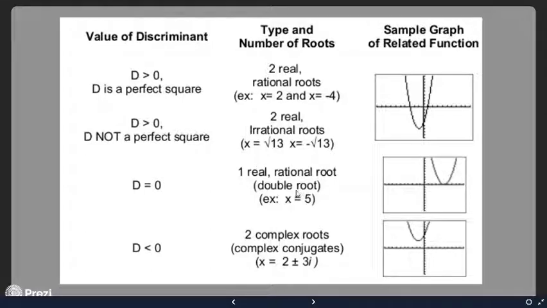Technically, it does count as 2 zeros still. It's called a double zero. But since you only get 1 number twice, it will count just as one solution. So you get one real rational solution.